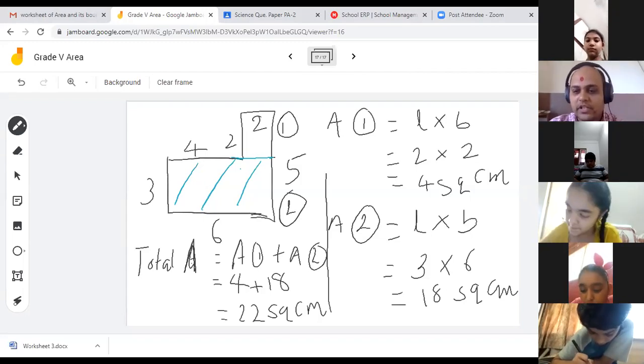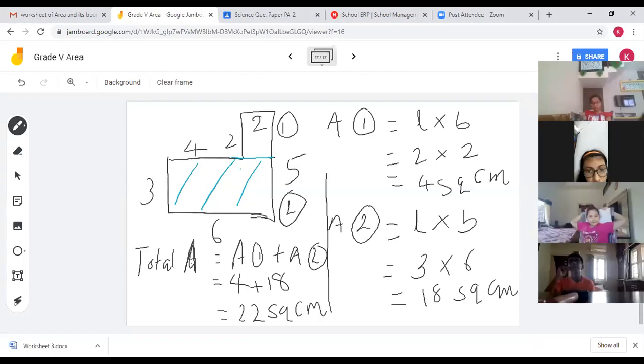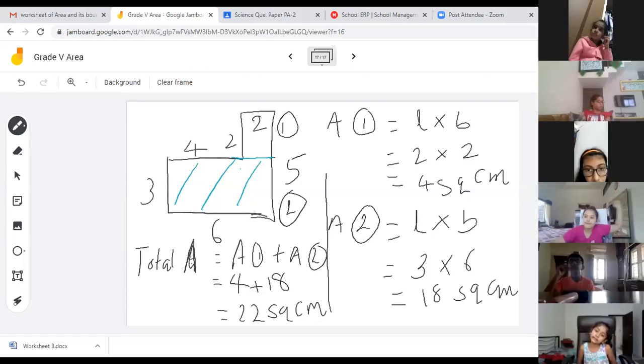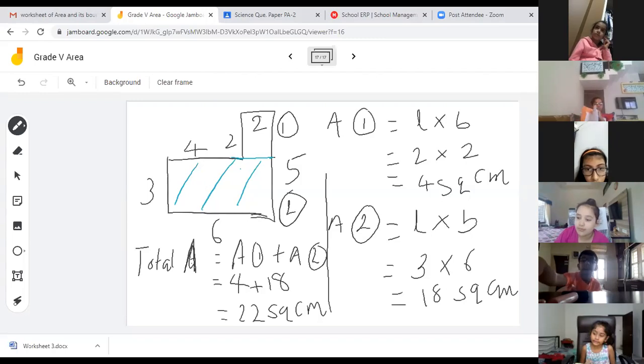Come on, solve this one. Note it down. Manvi Modi, come on, note it down quickly.